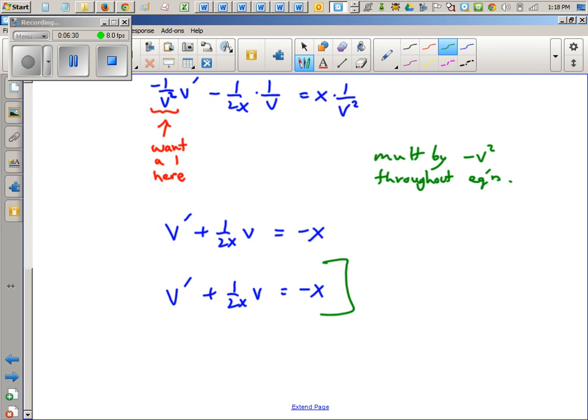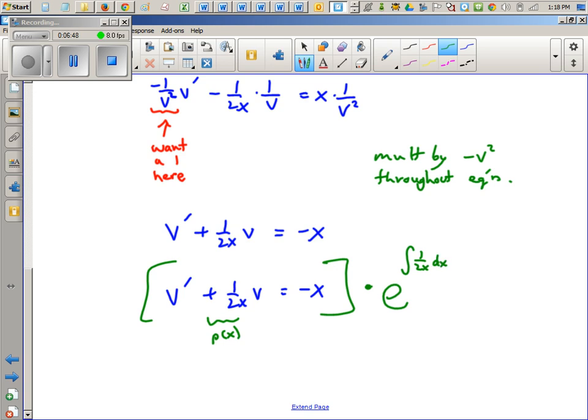So you're going to multiply, it's always by e to the, and then what's the antiderivative of this? We usually call this little guy p of x. What's his antiderivative? ln, it's 1/2 ln x. Yeah, 1/2, because you're trying to integrate 1 over 2x.